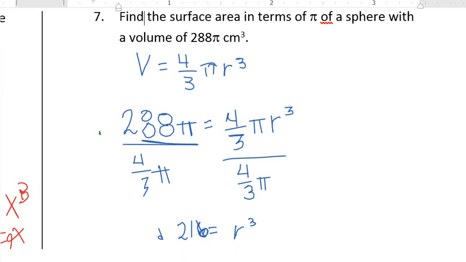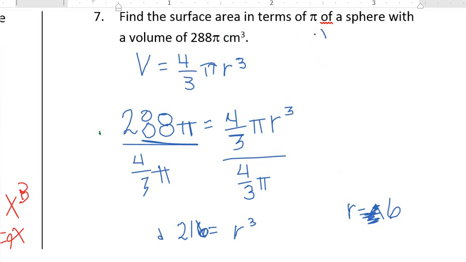And then we're going to take the cube root of that, which is equal to 6. So that means the radius is 6. And so now that we know what the radius is, we can go ahead and take that. Oops, sorry about that pen. The radius is 6. We can take that, we can plug it into the surface area equation and find the surface area in terms of pi.